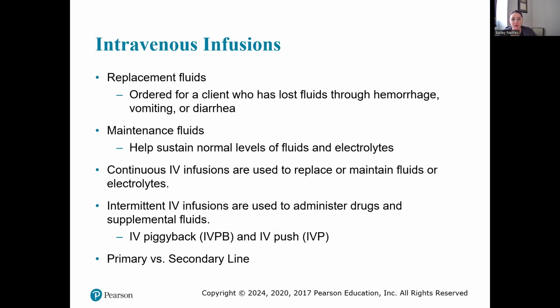Maintenance and continuous fluids, continuous is all the time. Don't stop them unless it's discontinued. Maintenance, to me, they're the same. They're very similar. Okay.